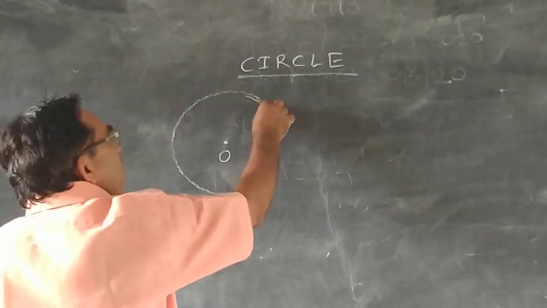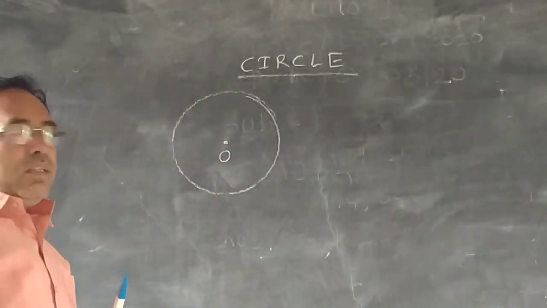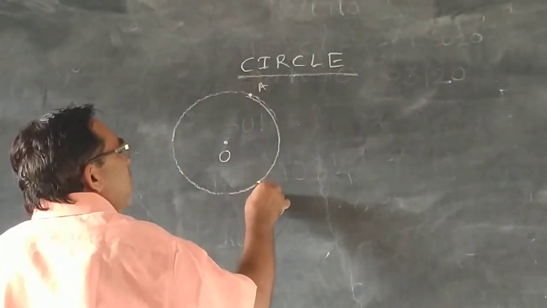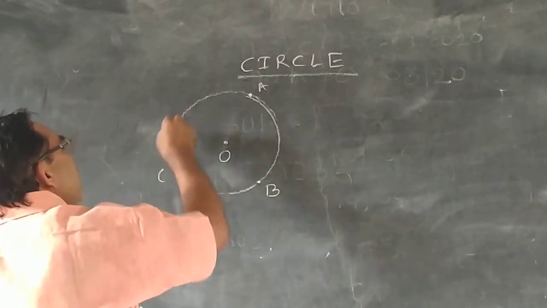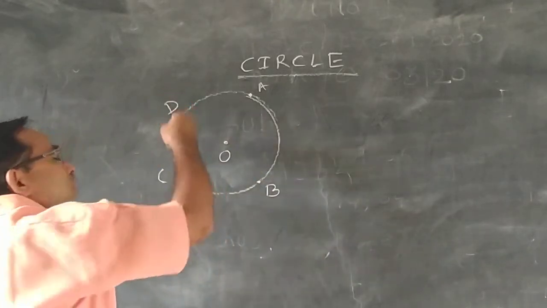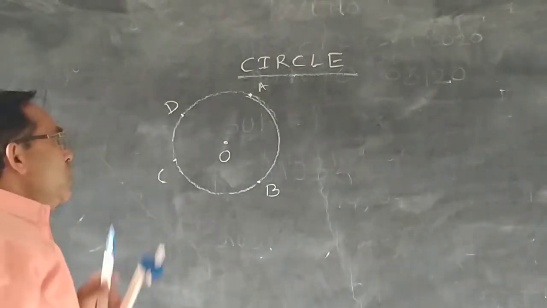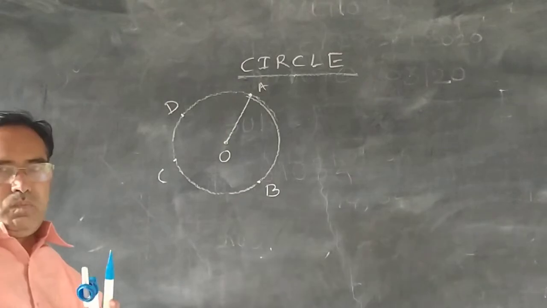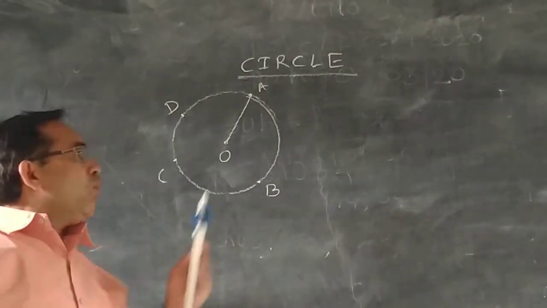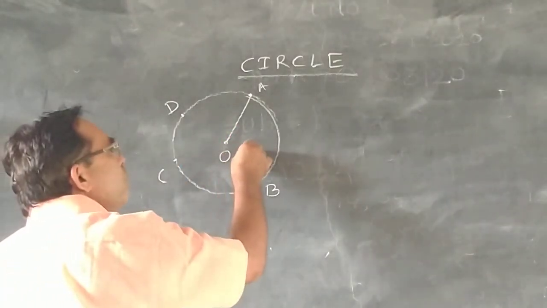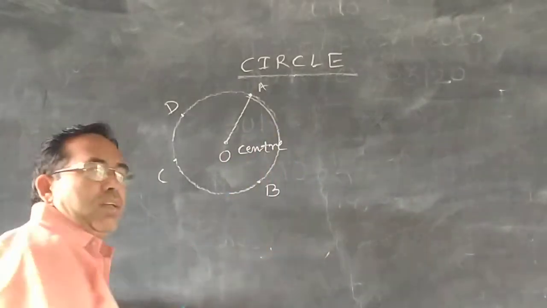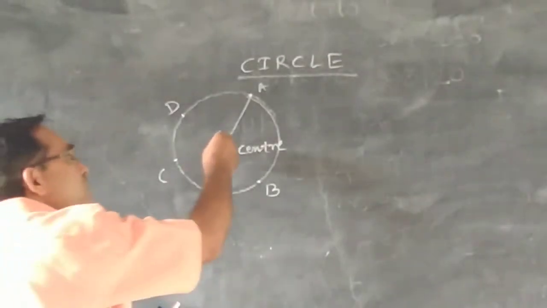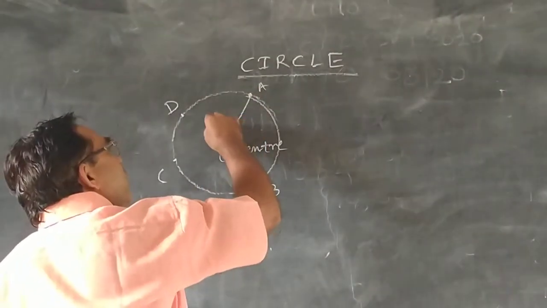We know any point on this circle, if I take here point A, B, C or D, any point on this circle, these points are at the same distance from this point O. O is called the center of the circle, and A is any point on the circle. Hence, this distance is called the radius.